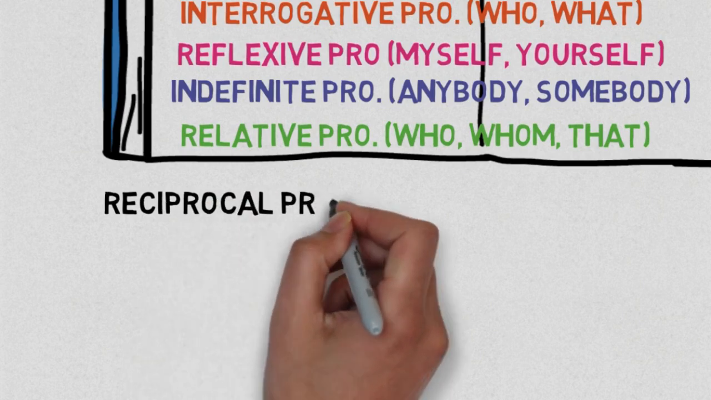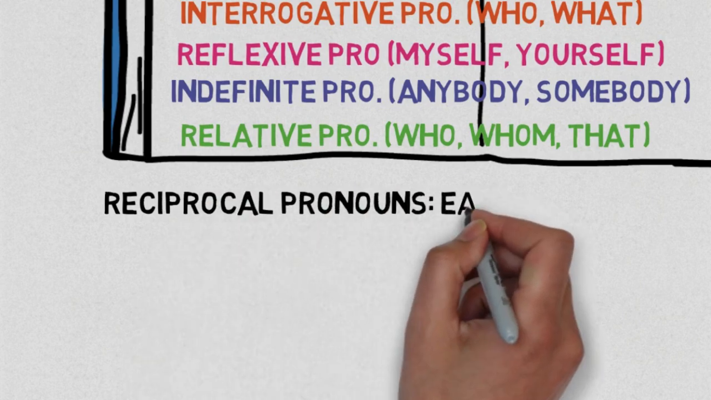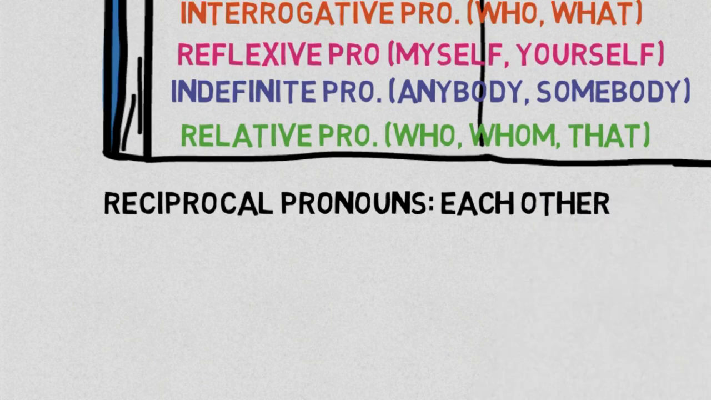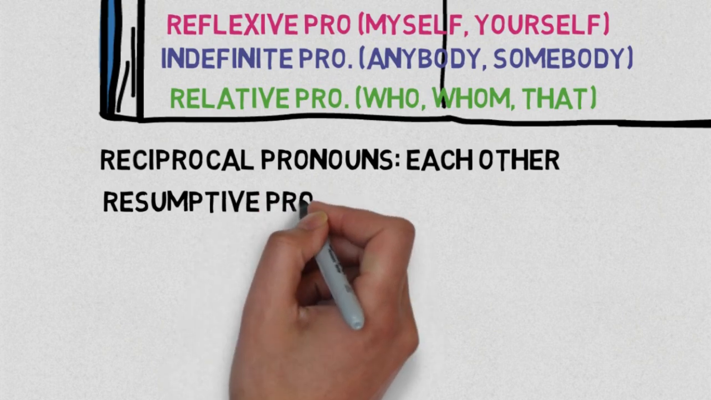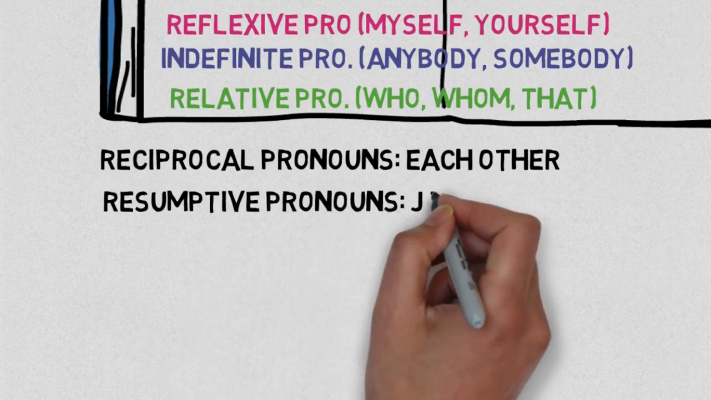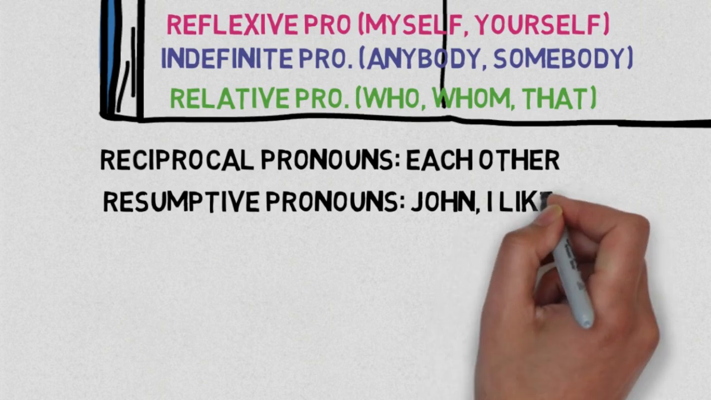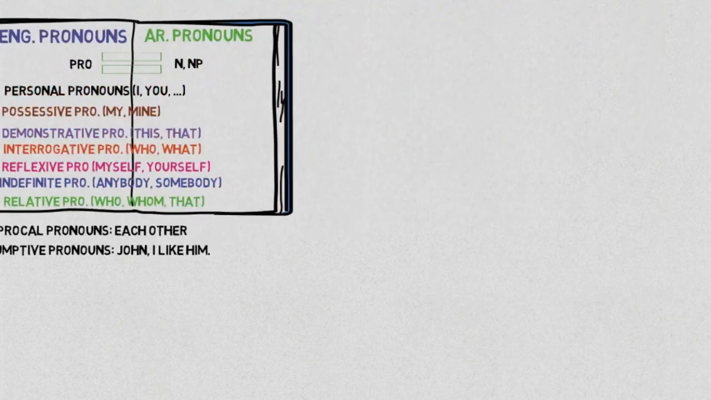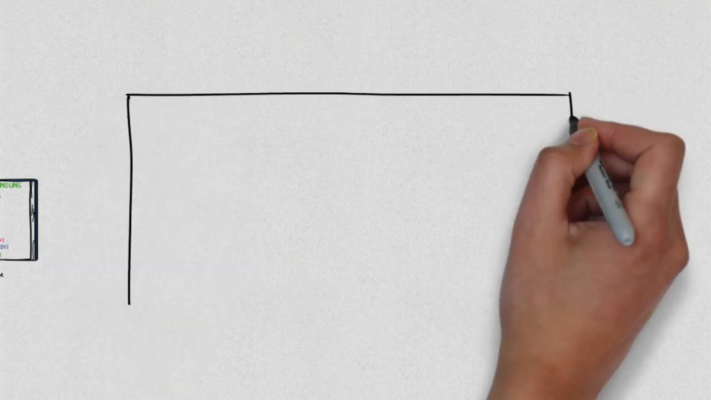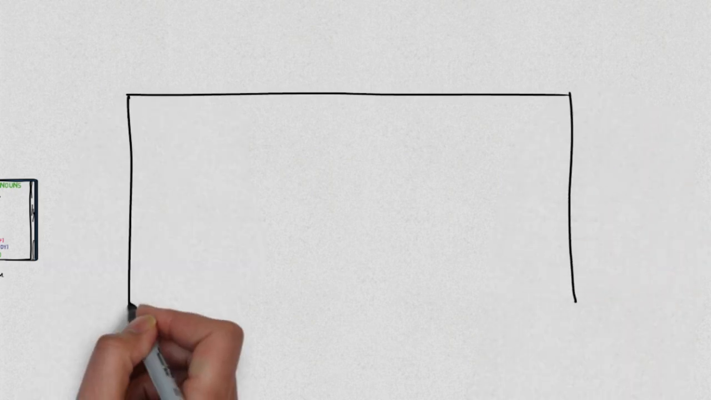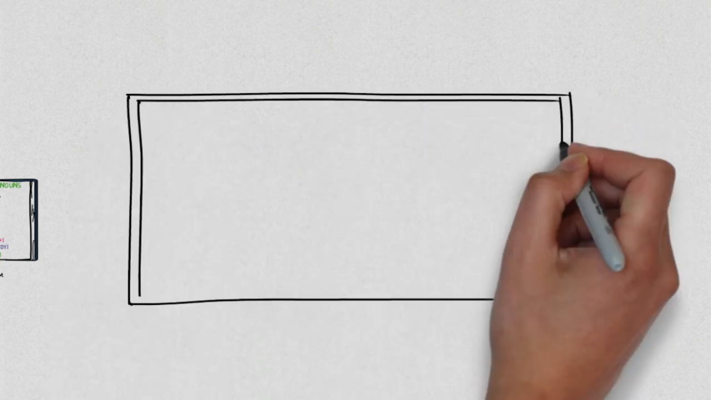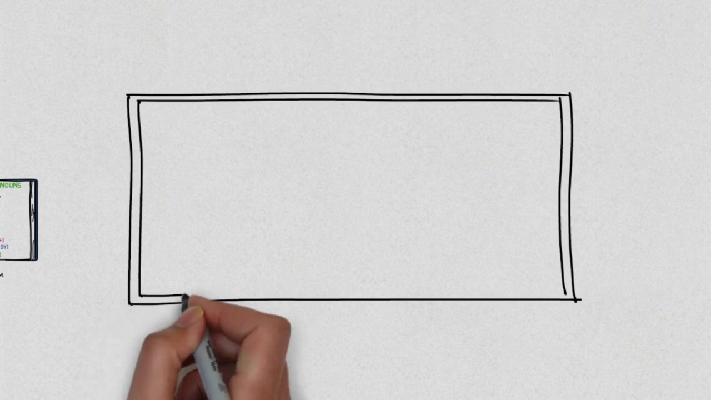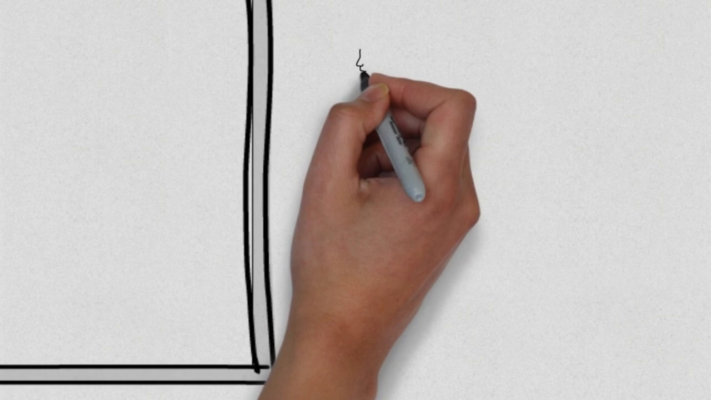Other types of pronouns can also be added to the above list, like reciprocal pronouns, which are words expressing two-way relationship like each other, one another, resumptive pronouns, shadow pronouns that refer to the noun or the noun phrase, as in John, I like him. The translation of the above types of pronouns into Arabic is a straightforward process. So, we will rather focus on some aspects of pronouns that are not equivalent in either language.